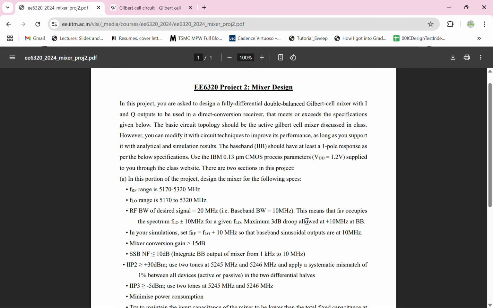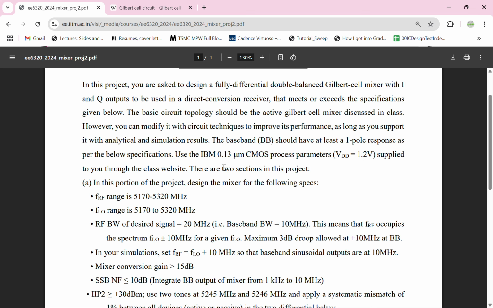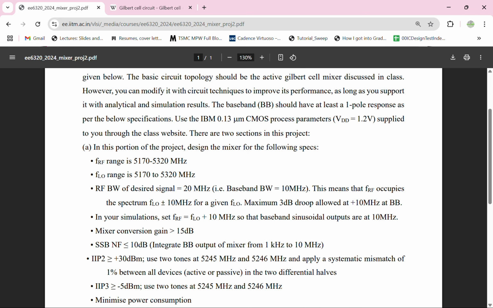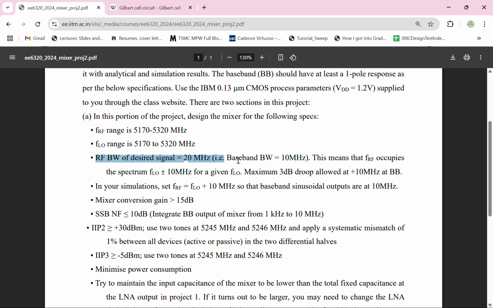And the specification of this is as follows. The technology node is the same. We are using IBM 130 nanometer CMOS with VDD of 1.2 volts. And in this project, the specifications are as follows. The RF and LO frequency are from 5.17 to 5.32 gigahertz, and the bandwidth of the RF signal is 20 megahertz. That is, the baseband bandwidth is 10 megahertz.